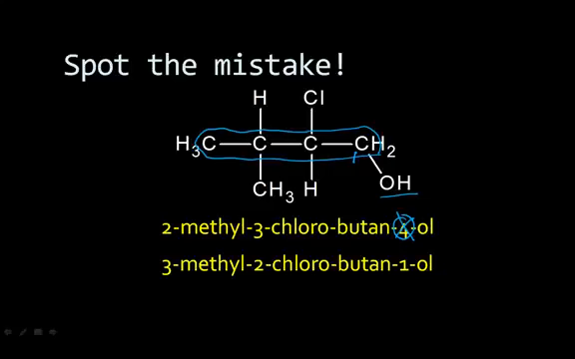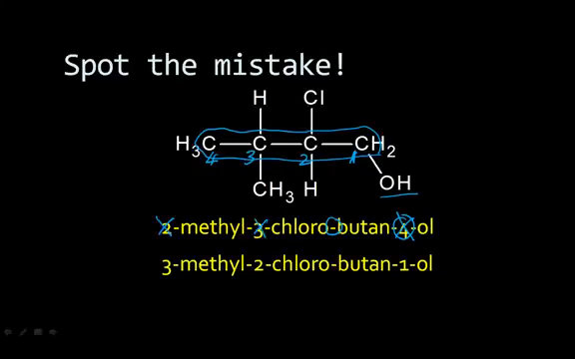Here is another mistake. We don't put a dash between two alphabets, remember? Now if this is carbon number 1, then this is carbon number 2 and 3 and 4, which means that the chloro group is actually on carbon number 2. So this is also wrong, and the methyl group is on carbon number 3.